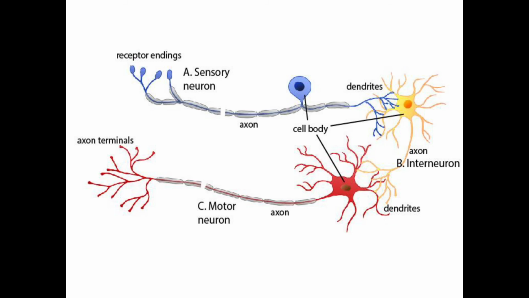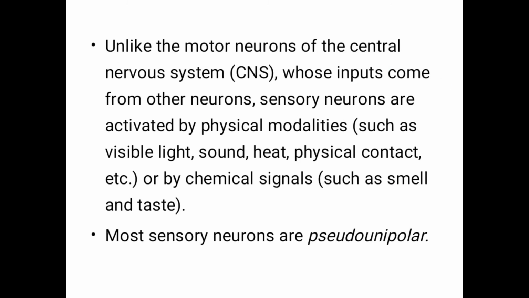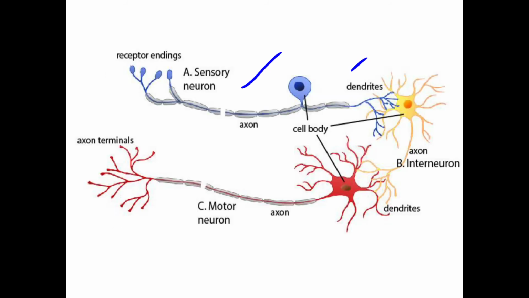Here this is the sensory neuron. Here we can see the axon and the dendrite. Here this is the cell body. Most of the sensory neurons are pseudo-unipolar. Here we can see a small axon, and that axon is divided into two.